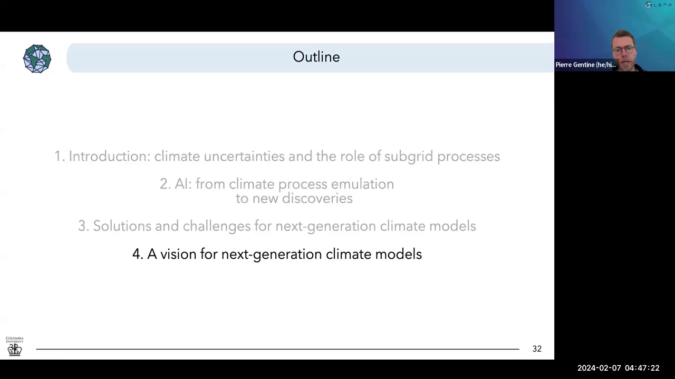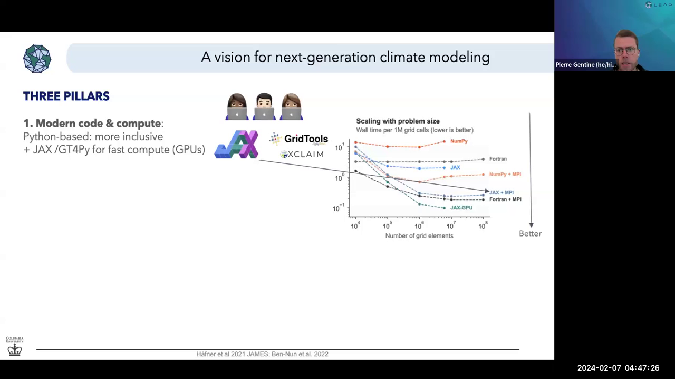So how can we get there? You know, that's kind of the question. So I would argue that what we need is actually built around three pillars, right? The first one is actually modern code and compute. And the reason for that is that when we have a Python-based code, it's going to be much more inclusive. So students and postdocs and the younger generation can actually do that much more efficiently, and they can code and try out ideas.